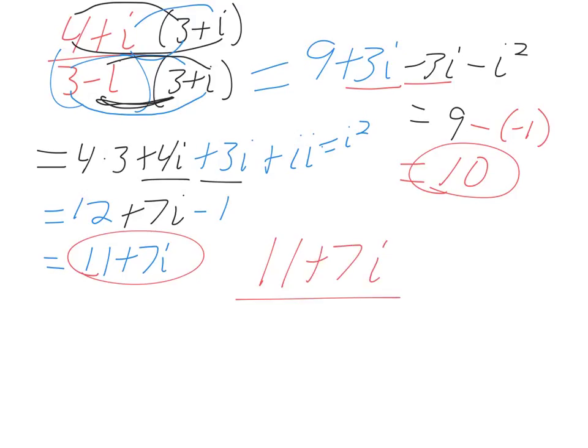7i over 10. Now I look at that, and am I able to simplify both of those, the 11 over the 10 and the 7 over 10? Remember, they have to both be able to simplify in order to do that. And I'm not able to do that, so that is going to be my final answer.